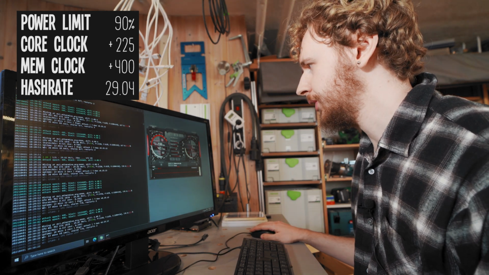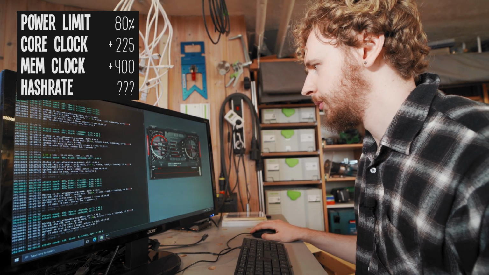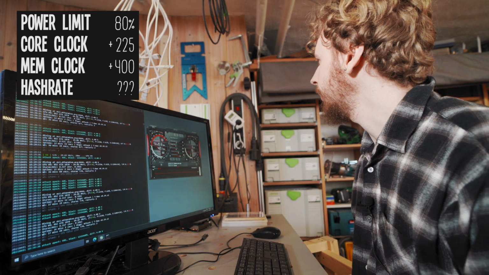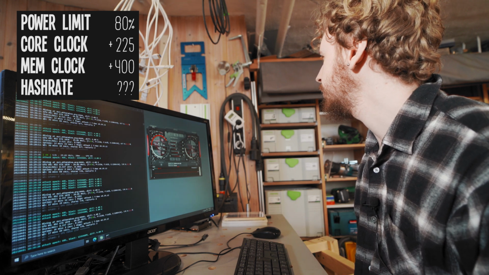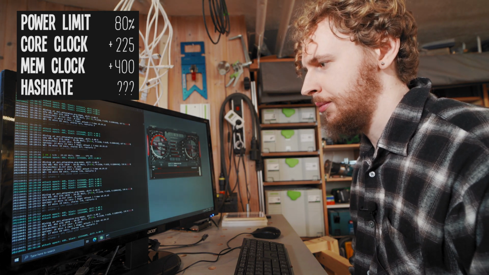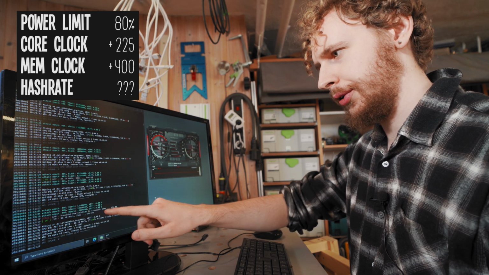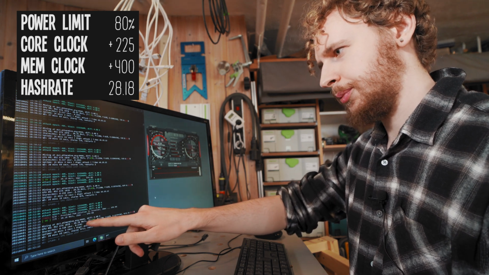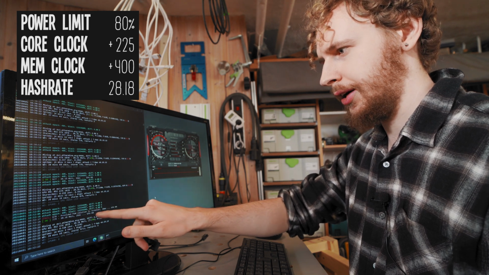So I'm going to push it another 10%, so down to 80%, and let's see what happens. We're down to around 141, 142 watts on the wall. Let's see what that means in megahash right now. All right, it seems we've lost a little bit of hash power here. We're down to around 28.18, and I just saw another invalid share as well.